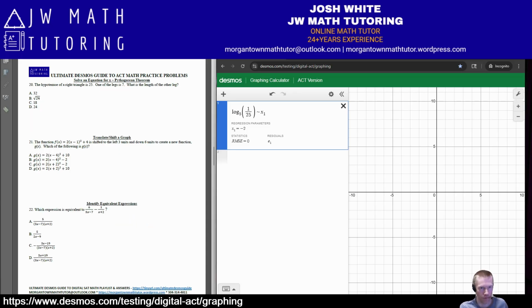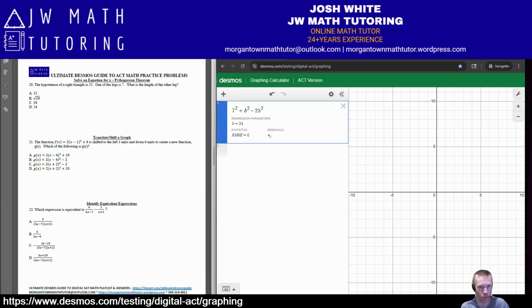One other type of equation I want to talk about that's very useful to use regression on is the Pythagorean theorem. So if you look at this problem, number 20, you have a right triangle. They tell you the hypotenuse is 25. They tell you one leg is 7. What's the other leg? So we've got 7 squared plus b squared equals 25 squared. And that's it. The value is 24.